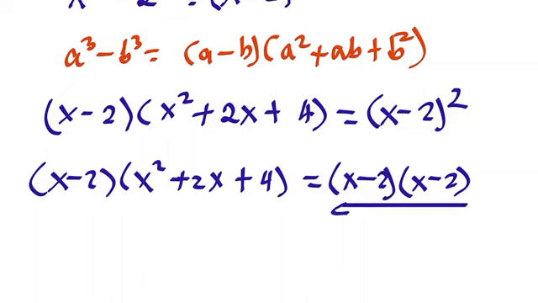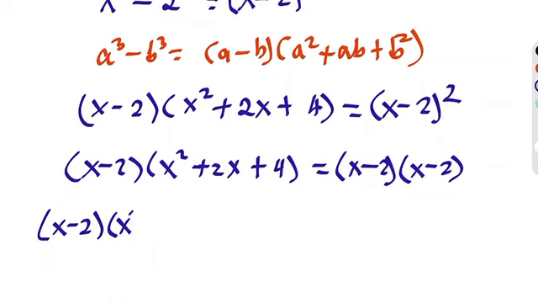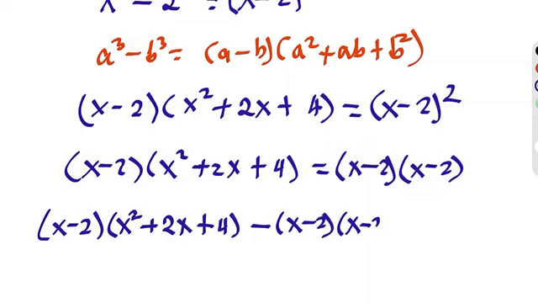So the next thing we're going to do is take all of this to the left hand side. We're going to have x minus 2 times x squared plus 2x plus 4, minus x minus 2 times x minus 2, so everything equals 0.